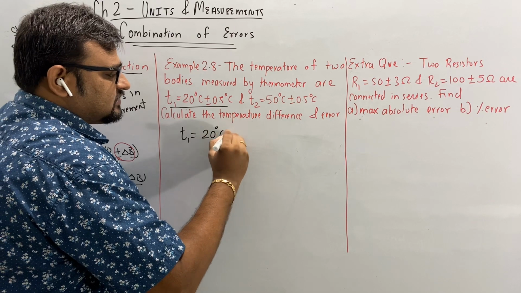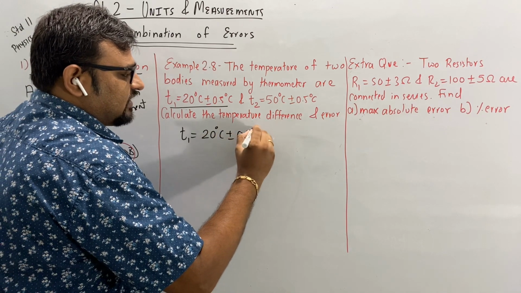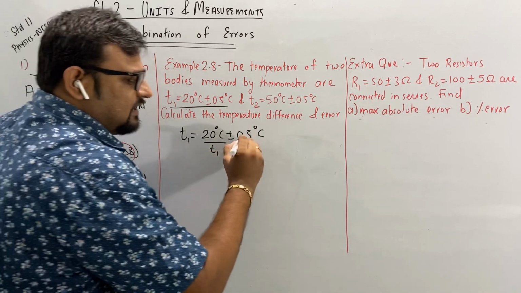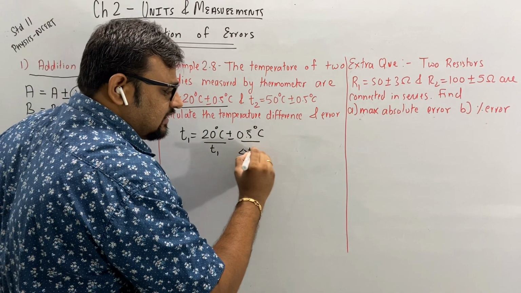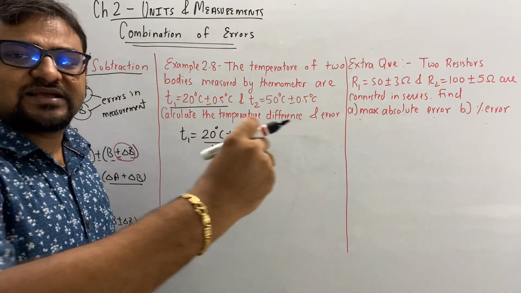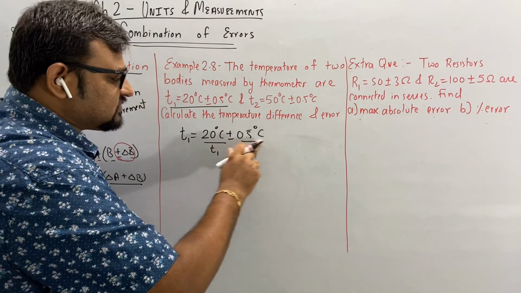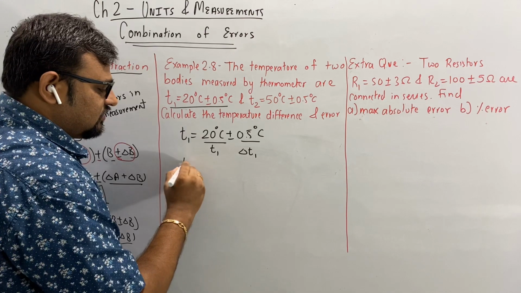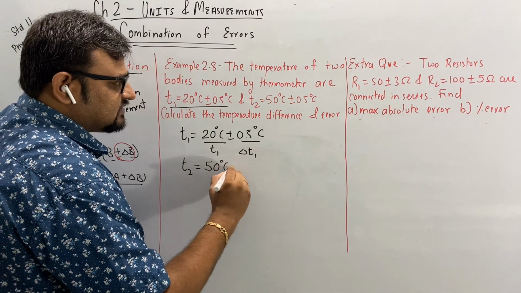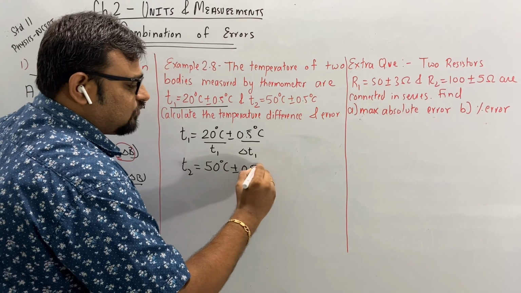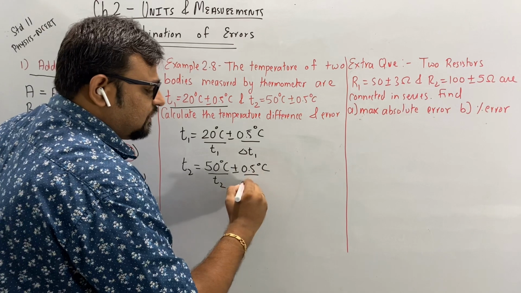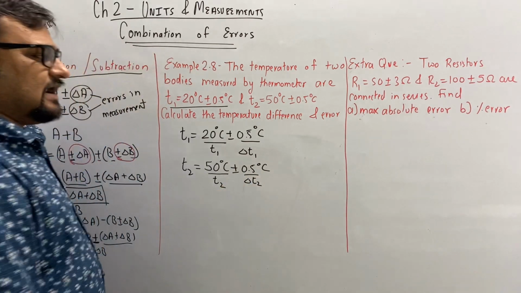20 degrees Celsius plus minus 0.5 degrees Celsius. So this will be T1 and this will be delta T1. A plus minus delta A. So T1 plus minus delta T1. T2 is 50 degrees Celsius plus minus 0.5 degrees Celsius. So this will be T2, this will be delta T2.